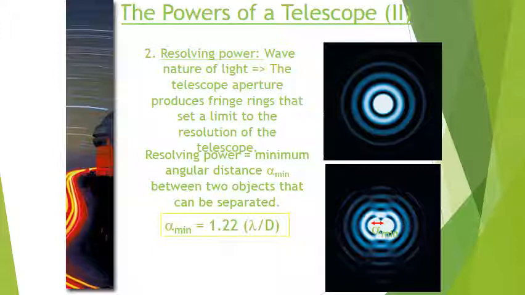And that's again given by this little equation, with this funny looking Greek letter alpha. That's the angular separation between two objects, and it decreases as you increase the diameter of your primary objective. So again, the larger your telescope, when the diameter goes up, alpha goes down. The closer two objects can be, and you can still resolve them as two separate objects with that telescope.